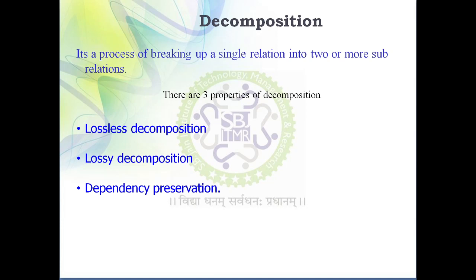There are two types of decomposition: lossy decomposition and lossless decomposition. And there are three properties of decomposition. The first is lossless decomposition, the second is lossy decomposition, and the third is dependency preservation. Out of these three properties, two are desirable: the lossless decomposition property and the dependency preservation property. These two properties are desirable whenever you are decomposing your table. Whereas lossy decomposition is an unwanted property.